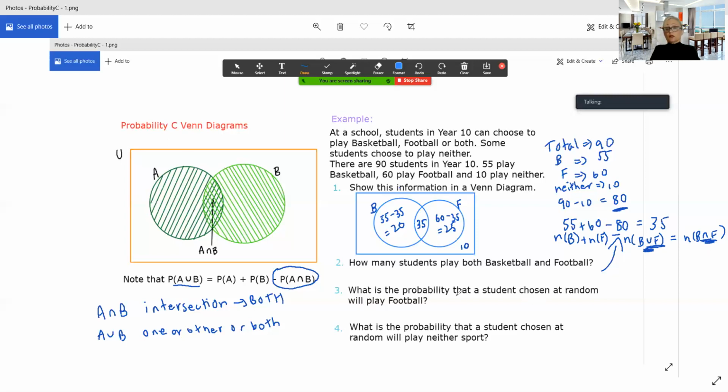Now if you pick a student at random, what's the probability that that student will play football? Probability of football will be the number that play football over the total number of students. How many play football? There are 60 who play football. There are 90 students in total, so that's 2/3. What's the probability that a student chosen at random will play neither? Probability neither will be the number that do neither, which is 10, over the number of students, which is 90, so it's 1/9.